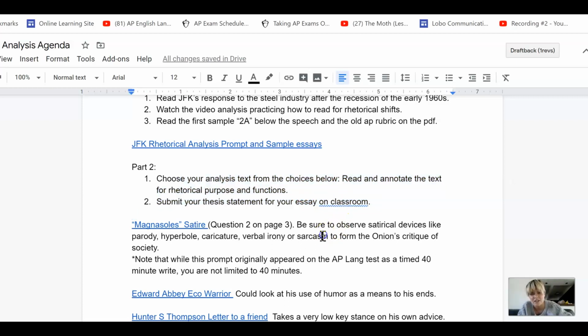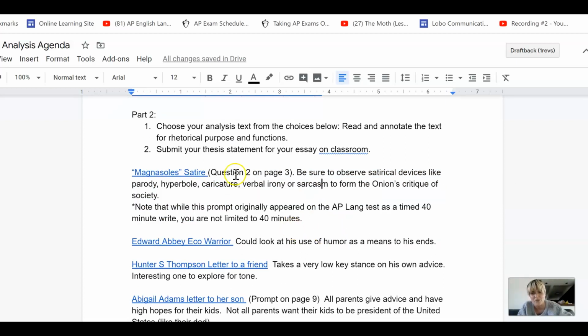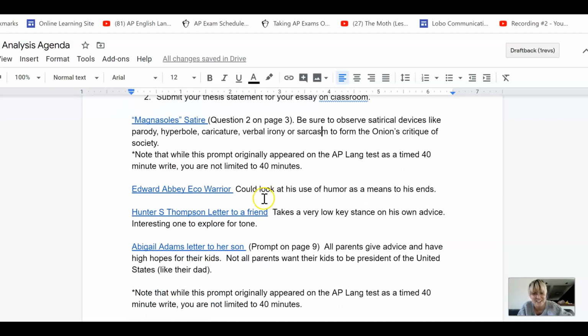But up next, I just want you guys to start to pick your own rhetorical analysis topic. So you guys get your own text. These are the choices. I tried to pick choices that you guys would be into. Magnus Lowell's is a satire. Edward Abbey is like a famous sort of eco-environmentalist. He is well known for his humor. Hunter S. Thompson, I think, is a legend. You guys may have heard of him. And this is a letter to a friend.